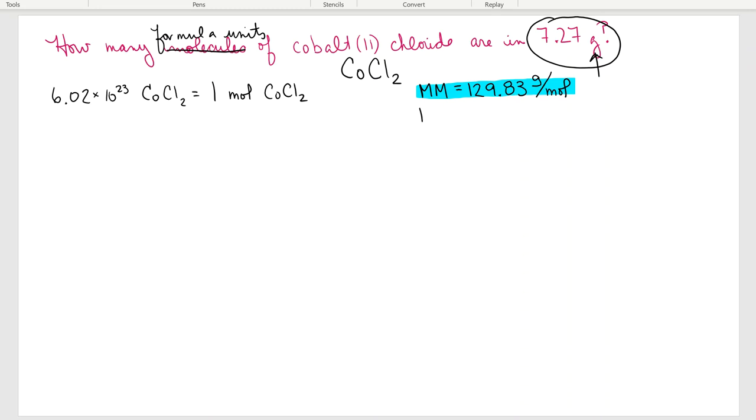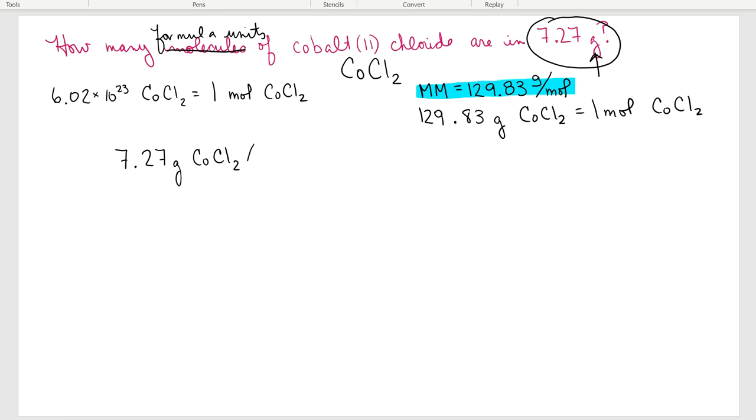That means that there's 129.83 grams of cobalt 2 chloride in every 1 mole of cobalt 2 chloride. That's what molar mass means. So now we can start our dimensional analysis. 7.27 grams of cobalt 2 chloride. Keep the unit and the label.